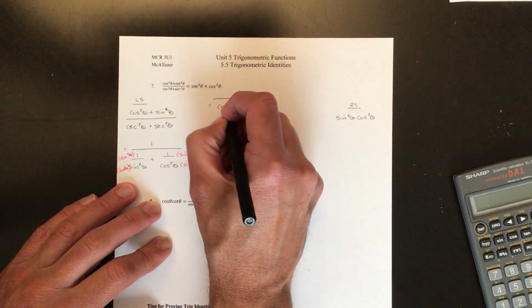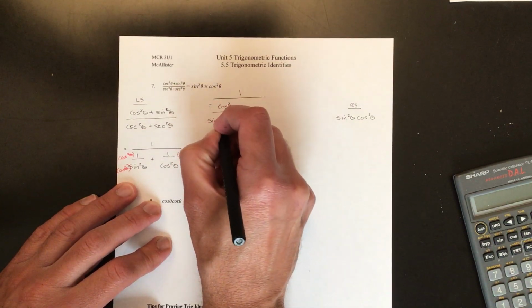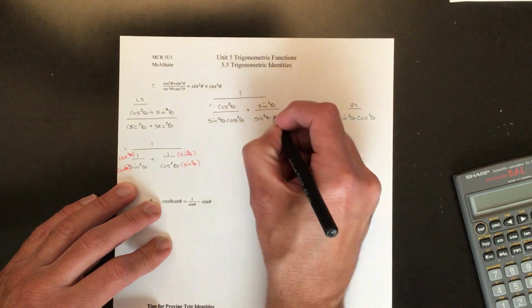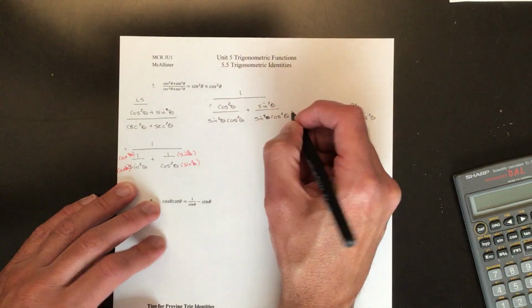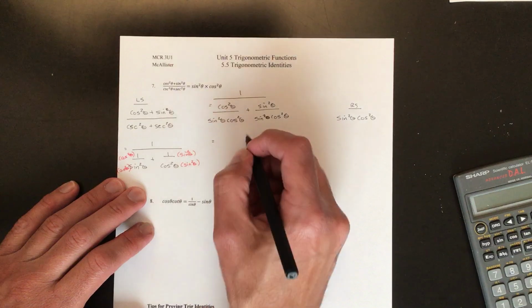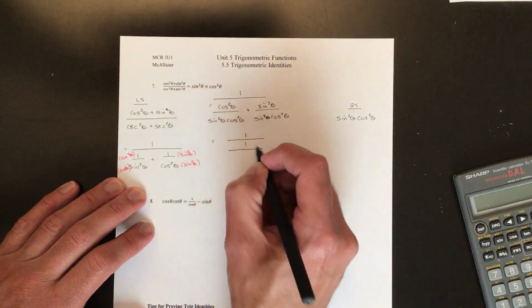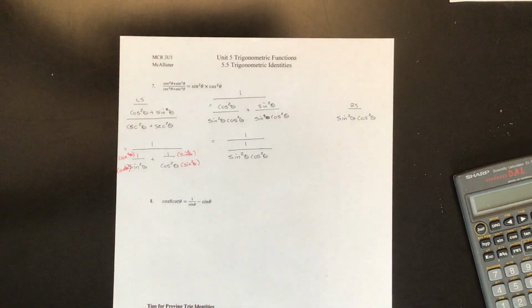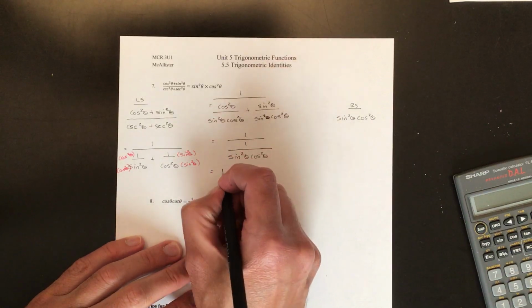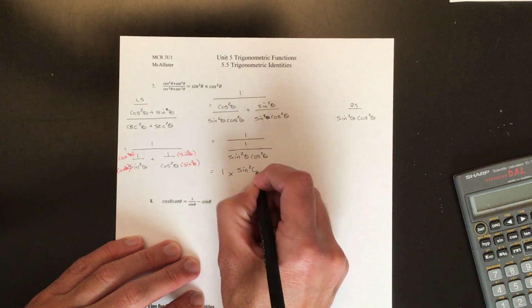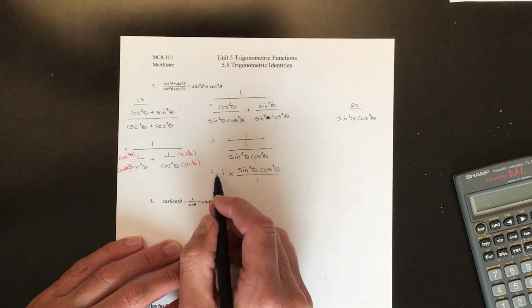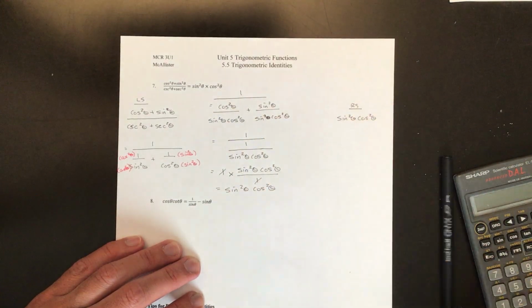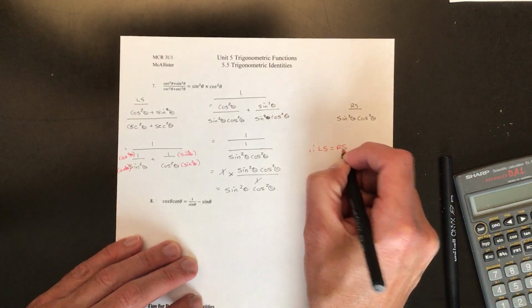So this now becomes cos squared over sine squared cos squared plus sine squared over sine squared cos squared. Sine squared plus cos squared is equal to 1. So now we have 1 over sine squared theta cos squared theta. And again, the rule with fractions, the numerator times the reciprocal of what's on the bottom. And the 1's can cancel, and we're left with sine squared cos squared. And therefore, we have left side equal to right side.